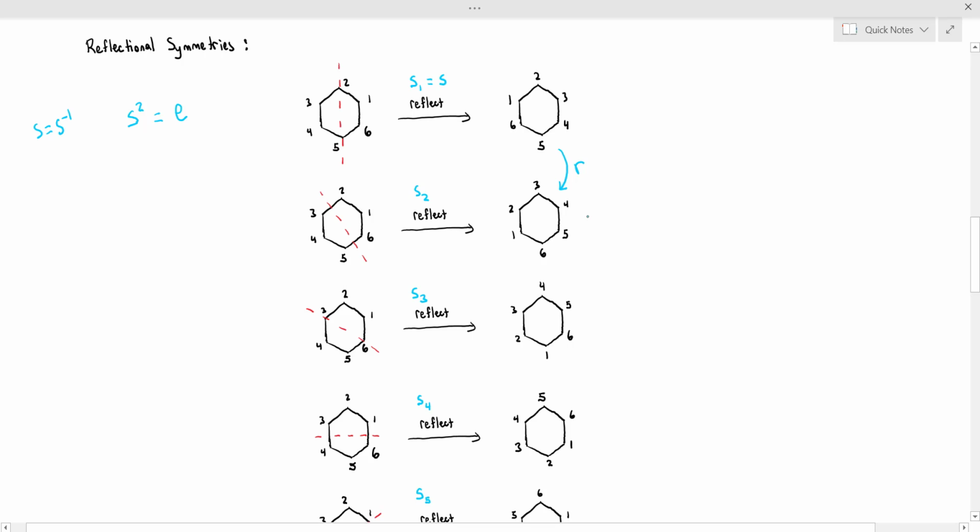So this reflection S2 about this axis is equivalent to reflecting about the vertical axis first, applying the symmetry S, followed by the rotation by 60 degrees counterclockwise. So S2 we could say is equal to R times S, because this reflection can be accomplished by applying this reflection and then a rotation after that.